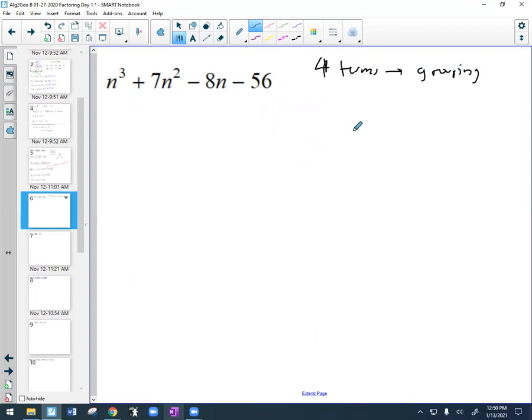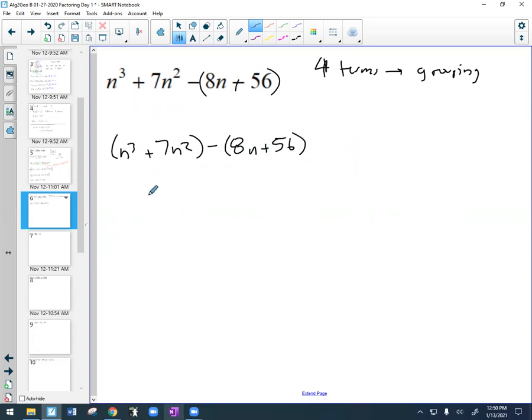It doesn't particularly matter how you group these things. You can just group them in whichever order they come in if you want to. So let's just group them the way they are. I'm going to group n cubed and 7n squared. Then I'm going to group these two, but I'm going to take the negative out first. Minus 8n, but to get a minus 56, this has to be plus 56 on the inside. It's that same thing where if I factor out a negative, I have to change that to a plus.